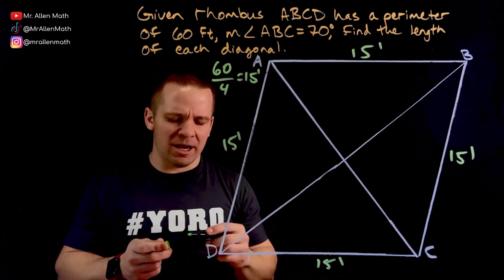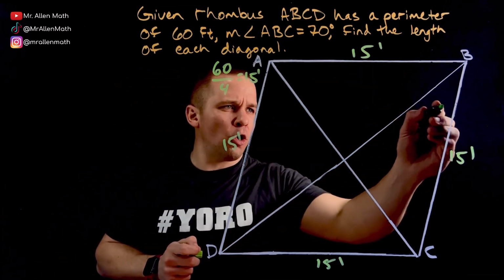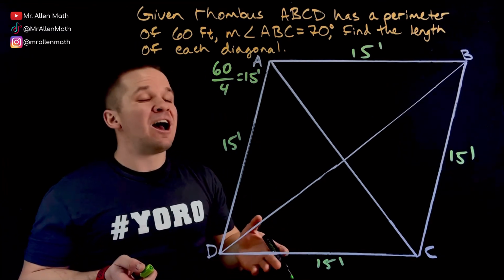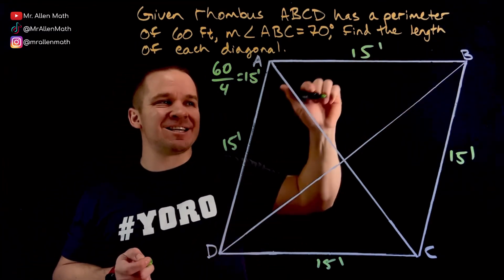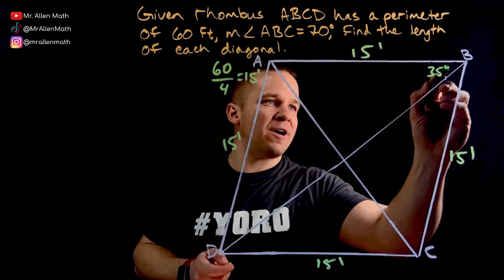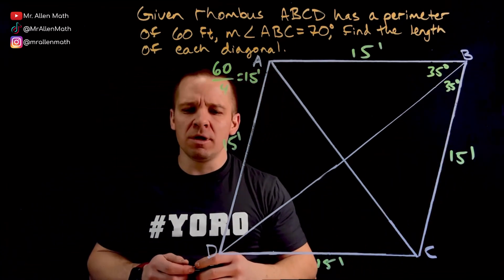All right, got an angle, 70 degrees. That means this whole entire angle right here is 70 degrees. But in a rhombus, our diagonals bisect the angles. So if I take 70 and divide it by 2, I get 35 degrees and 35 degrees. That's pretty cool.